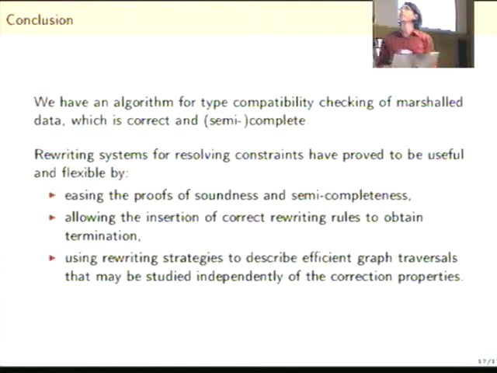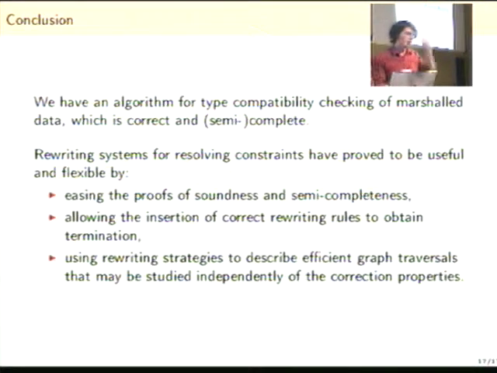Okay, and so to conclude, I presented an algorithm for checking the type compatibility of an unmarshalling memory graph that is correct and semi-complete, and the use of a rewriting system has proved useful for many reasons. It eases the proof of soundness and semi-completeness because we have to prove each rewriting rule independently. For the semi-completeness, we just have to prove that every rewriting rule preserves the satisfiability of a constraint. For the soundness, it's the contrary.